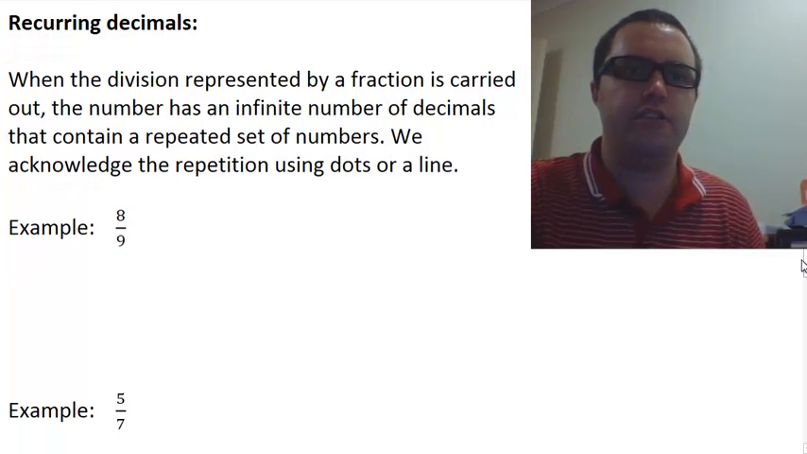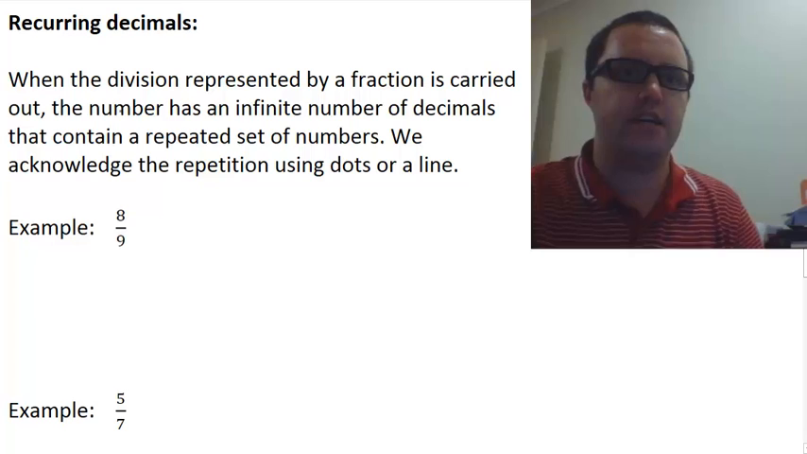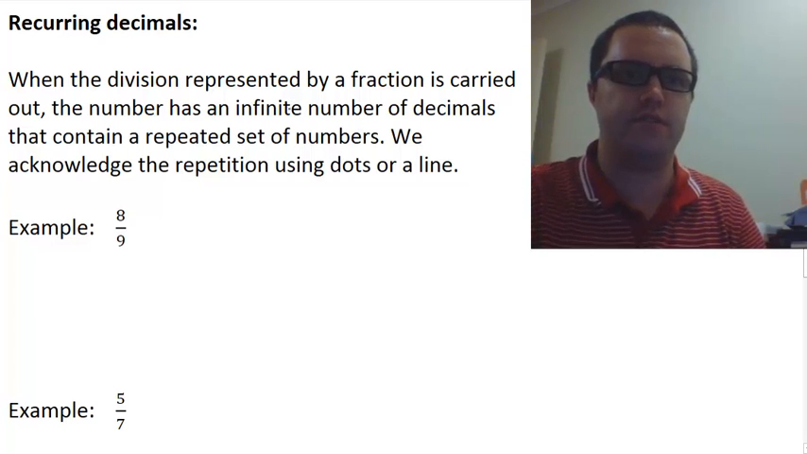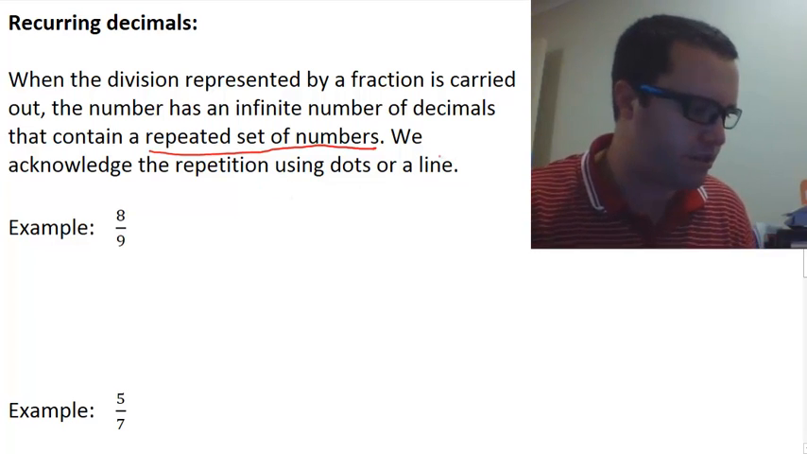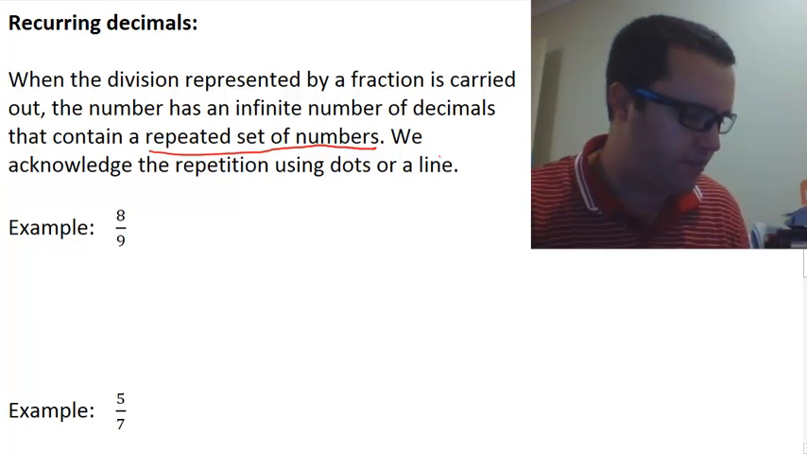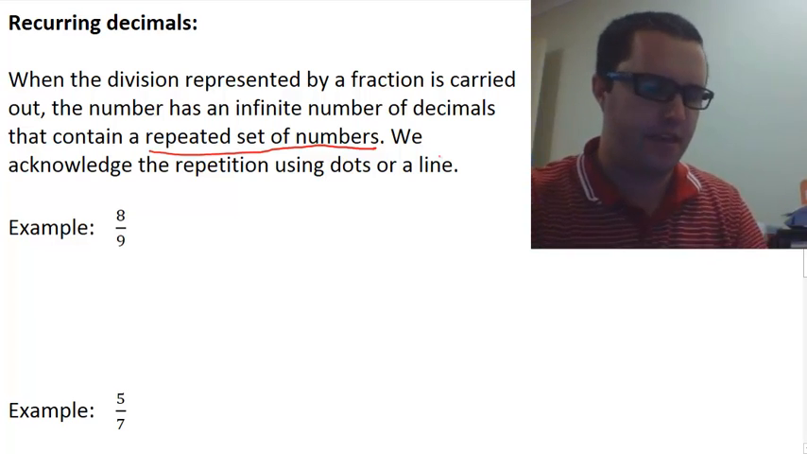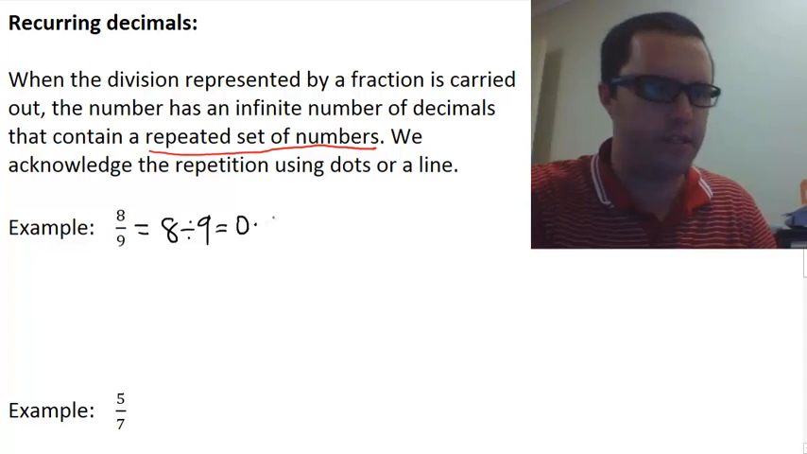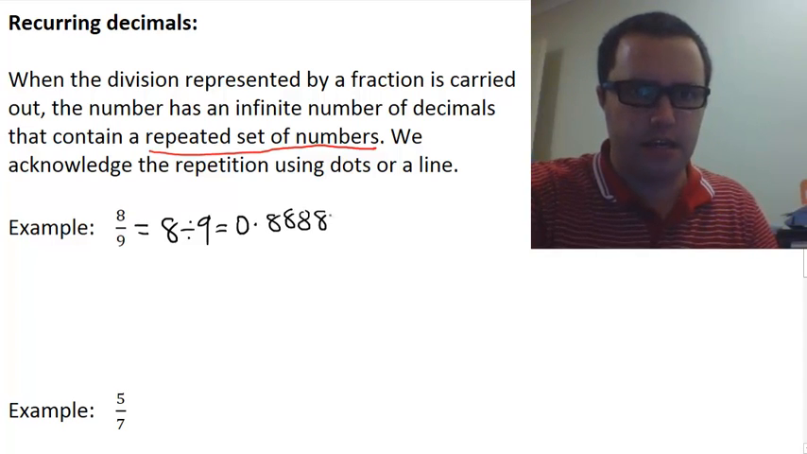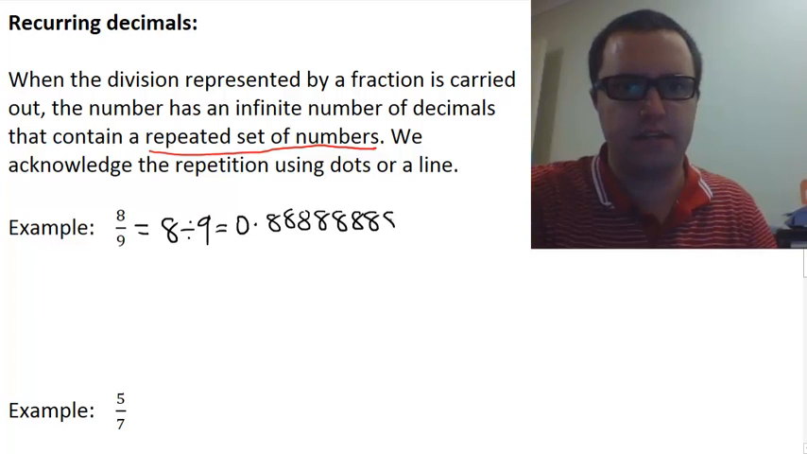When the division represented by a fraction is carried out, the number has an infinite number of decimals that contain, this is the important part, a repeated set of numbers. We acknowledge this repetition using dots or a line, and I'll show you how that works. The first one we're going to have a look at is 8 divided by 9. On your calculator, you get 0.88888, a whole bunch of 8s, and then a 9.